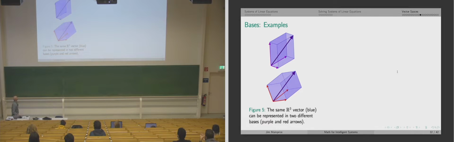The basic examples that you have usually in vector spaces are Rn, so R3. So here we have the same vector in Rn. We saw this last week as well, I think. And you can express it as a linear combination of elementary vectors or other elementary vectors, and you get the same vector. So that's the basic intuition behind the basis for vector spaces.